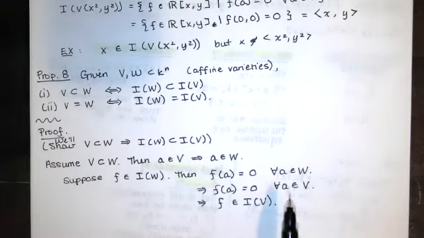I hope that makes sense. Since every point in V is also in W, when we say that this polynomial is equal to 0 for all the points of W, that implies that that function would have to be 0 for all the points in V. And if that function is equal to 0 for all the points in V, then it is by definition in the ideal of V. So that means that this set is included in this set. Easy breezy.